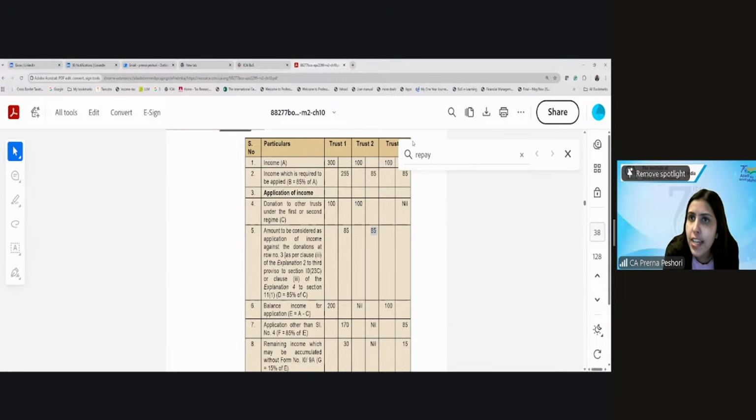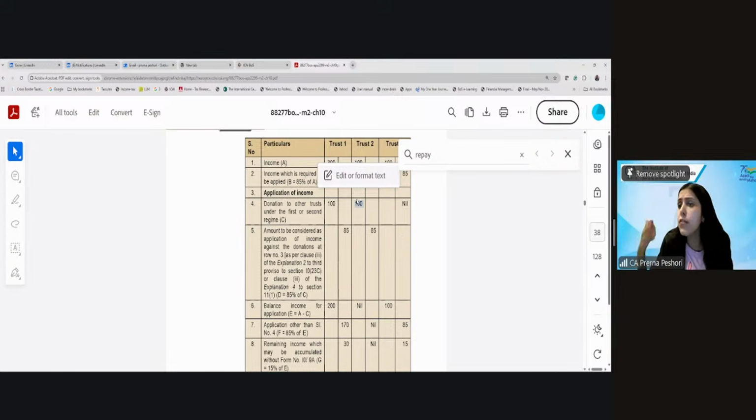So even if you consider 85 as the application of income, I don't have money to deposit in the modes in 11.5, because this 15% also needs to be deposited. This 15% ad hoc application which is given to me has to get deposited. If you recollect, I told you that the 15% ad hoc application of income is subject to you investing in the mode specified in 11.5. But here I had 100 rupees out of which 85 application is required, but I have entirely paid 100 rupees to another trust. So how will I spend 15% in the mode specified in 11.5?